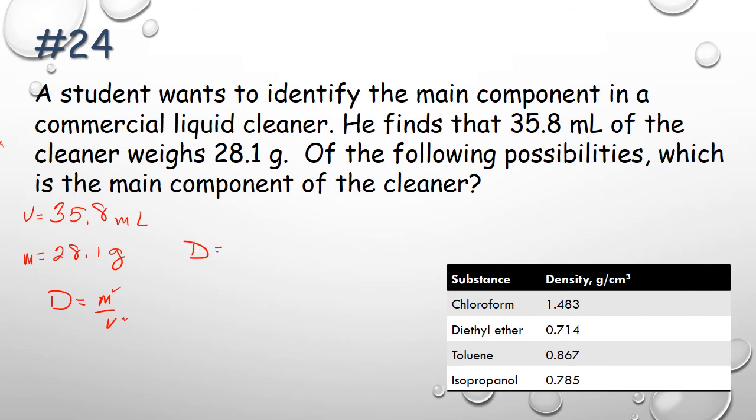So the density is going to equal 28.1 grams divided by 35.8 milliliters. Getting out the handy-dandy calculator, I end up with a grand total of 0.785 grams per milliliter. And the winner is isopropanol. Just kind of a strange thing to put in a cleaner, but okay. Let's try a little more difficult problem.